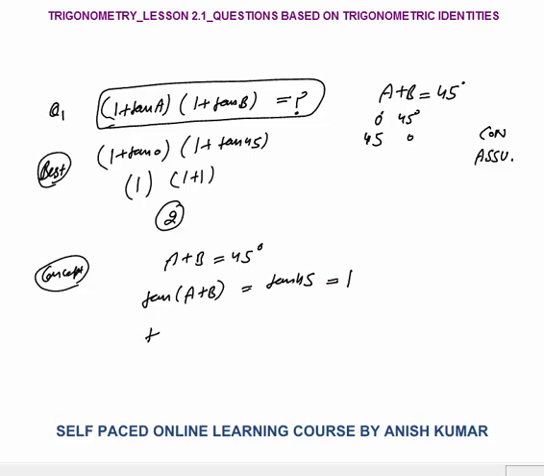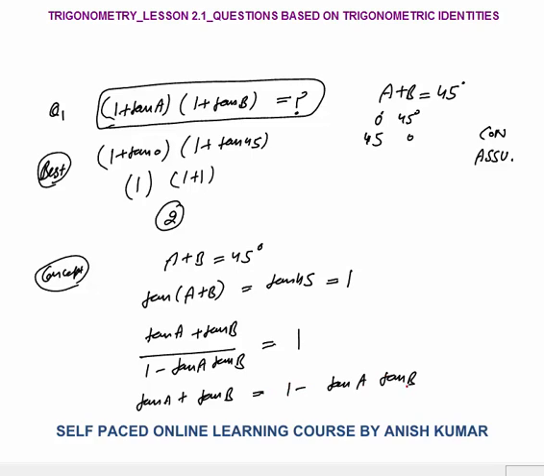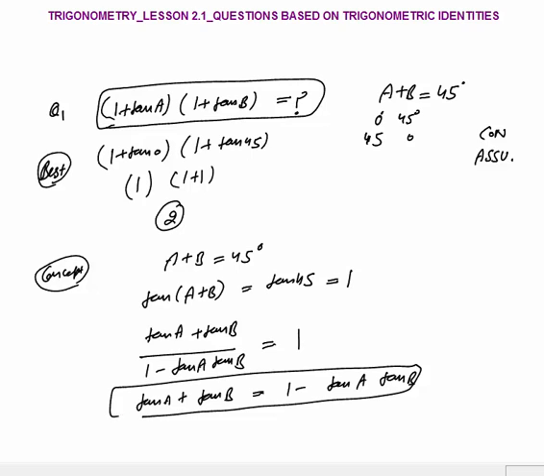What is tan (A plus B)? I told you this is (tan A plus tan B) divided by (1 minus tan A tan B). This will be equal to 1. So from here you can get that tan A plus tan B will be equal to 1 minus tan A tan B, and this is what we will put in our main equation.